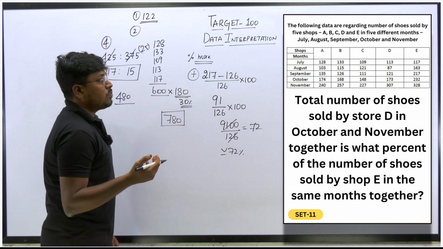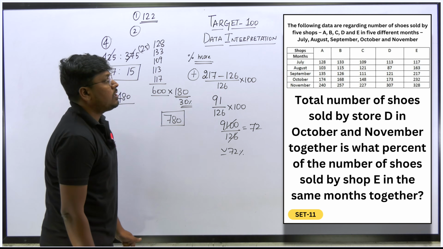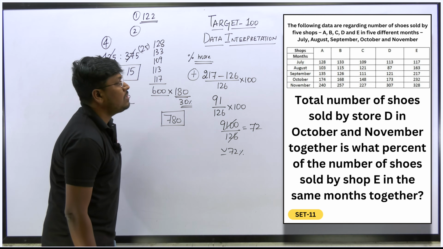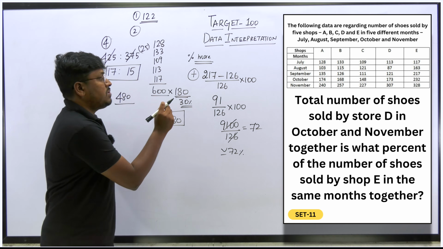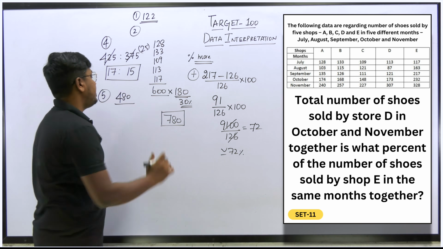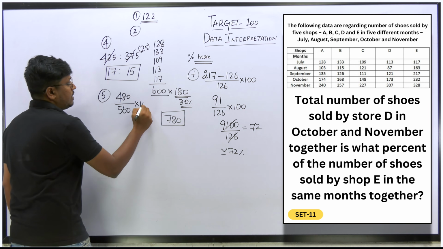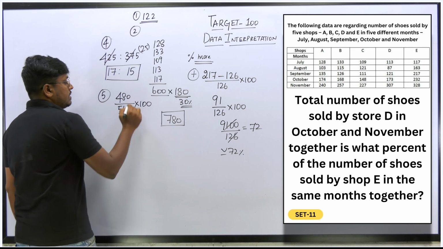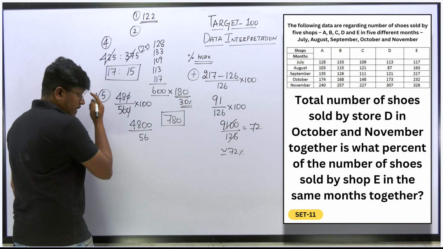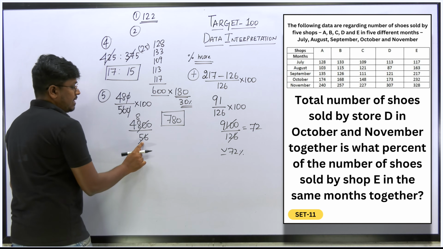So the next value: X is what percentage of Y is X by Y into 100. The number of shoes that was sold by shop E in the same month. So shop E 232, 328. So 300 plus 200 will be 500. 32 plus 28 will be 60. So 500 plus 60 will be 560. So 560, and our target is to find the percentage value, right? So into 100, we can cancel 0, 0 here. So 4800 divided by 56. 40, so this will be 8 times, because 8 5s are 40 something.